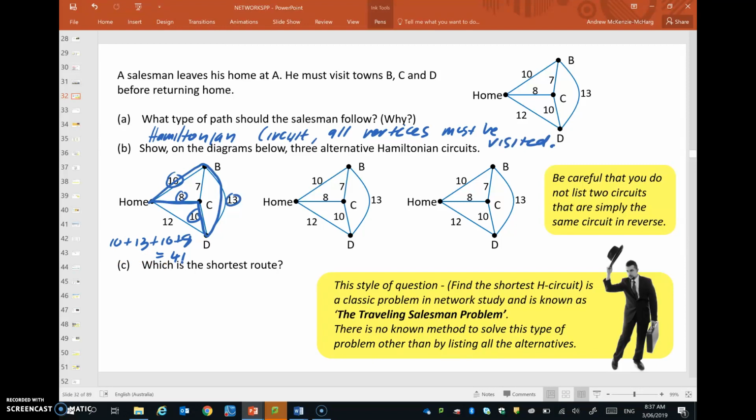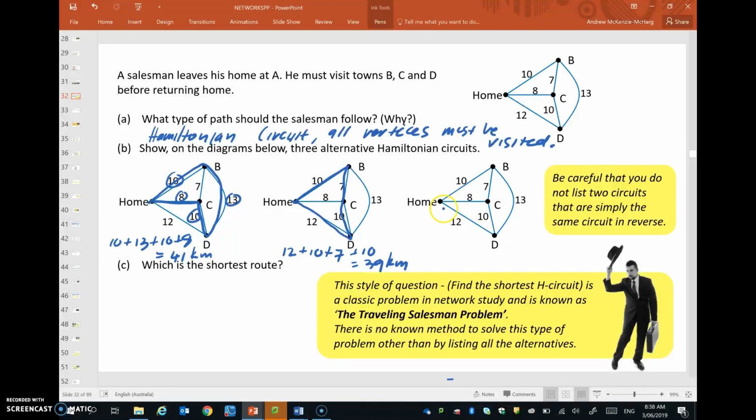Well, who knows if that's meters or kilometers? We'll say kilometers. It's a long walk. Anyway, so let's try some other ones. We could do this. What could we do? Go down here, come up, and that's another one, so 12 plus 10 plus 10, what, 27, 37, 39 I'm getting for that one.